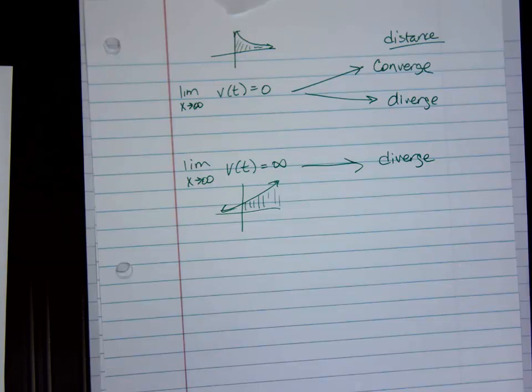Does diverge have an alternative meaning that we can relate it to? Yes. Diverge means to go off the beaten path. Converge means to come together. Diverge means to go off the beaten path.